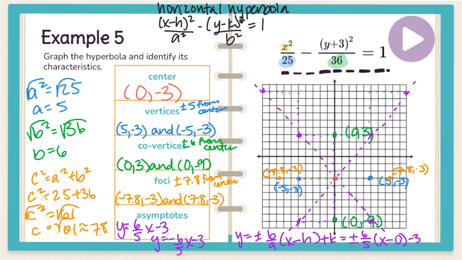And now we can use our guiding lines to draw the hyperbola. And remember, this is horizontal, so it's going to open to the left and right. And we have to intersect through the vertices. So this hyperbola is rather wide. Here we go.